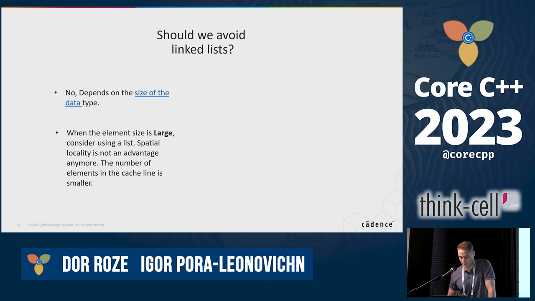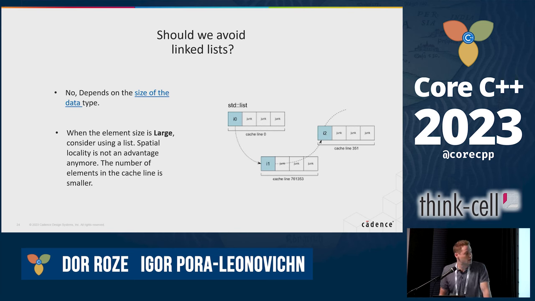Okay. So in order to answer this question, should we avoid linked lists? Short answer, no. It depends on the size of the data type. And when the element size is large, consider using a list. Spatial locality is not an advantage anymore because, as said before, the number of elements in a single cache line is smaller now. So this is the list. As we said before, each one of the nodes can be stored in a completely different area of the memory. So it's hard to see the numbers, but you can see that the numbers are really different from each other.